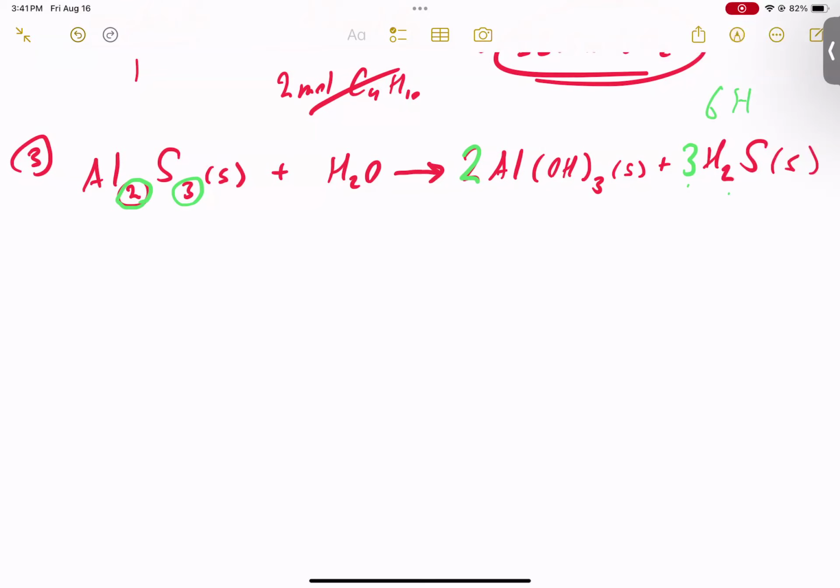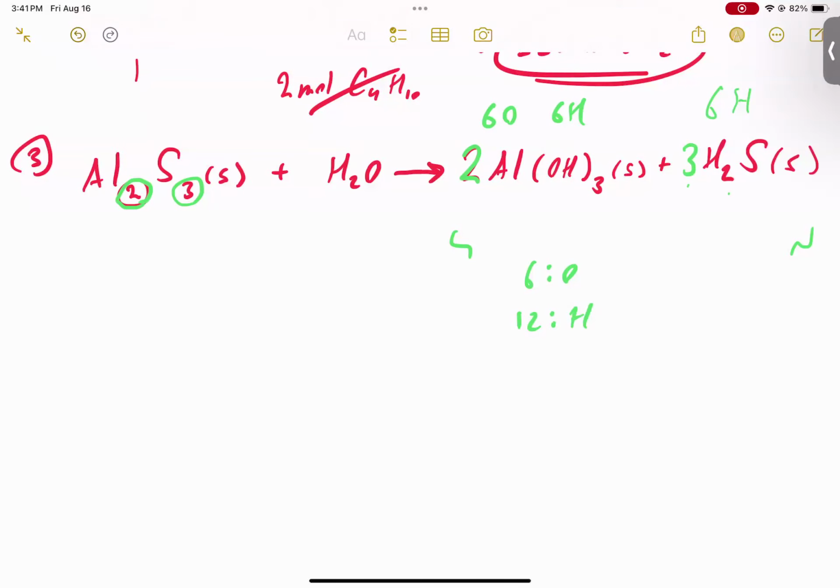On this side, I have 2 moles of aluminum hydroxide, but each aluminum hydroxide has 3 OHs. So then this becomes 6 O's and 6 H's. So then on this side, I have 6 O's and 12 H's. Remember, the H's add up.